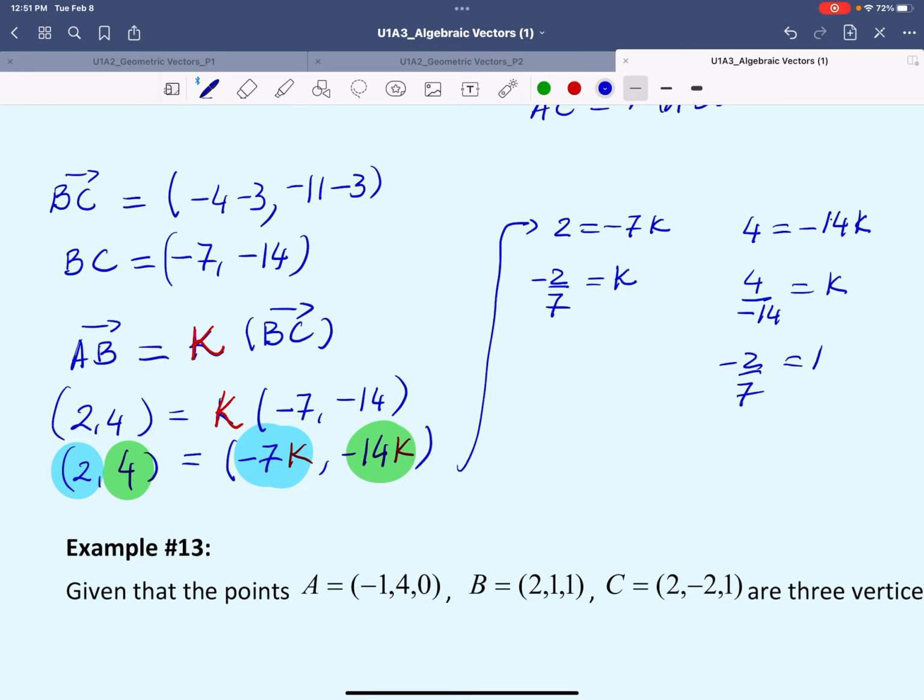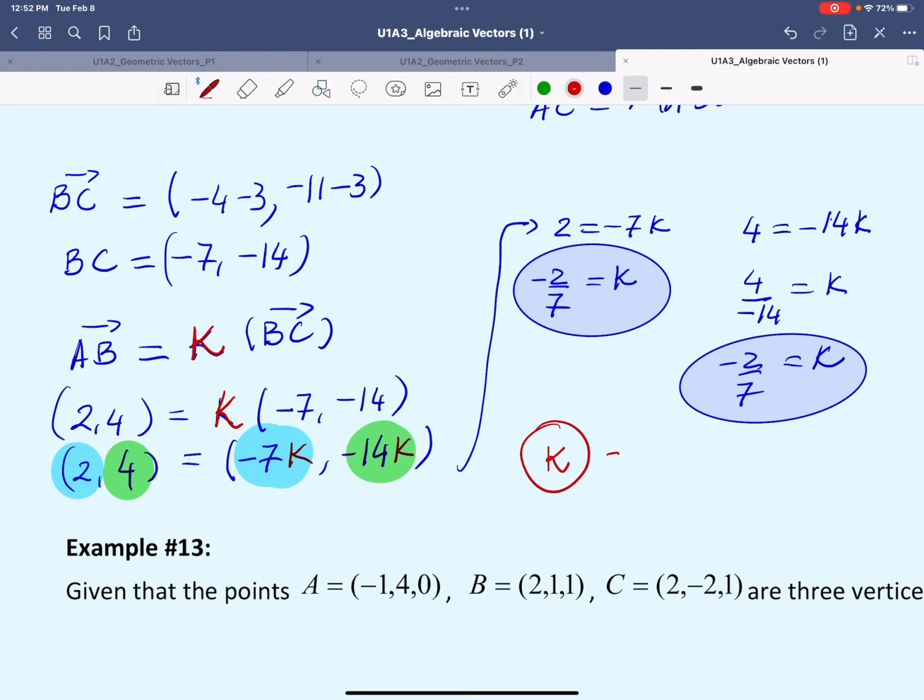So we're going to say, voila, we got the same k value, which means that the two vectors are connected to each other by a multiplier k, and that means that the three points are lying on the same line. So the answer is yes, A, B, C are collinear. Collinear points.